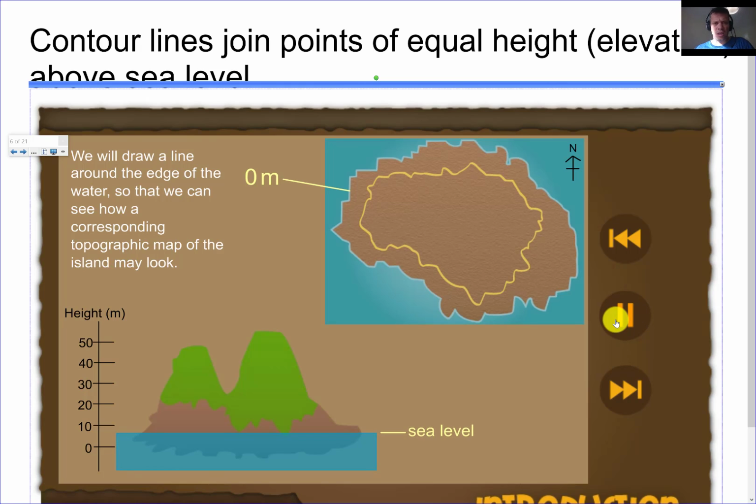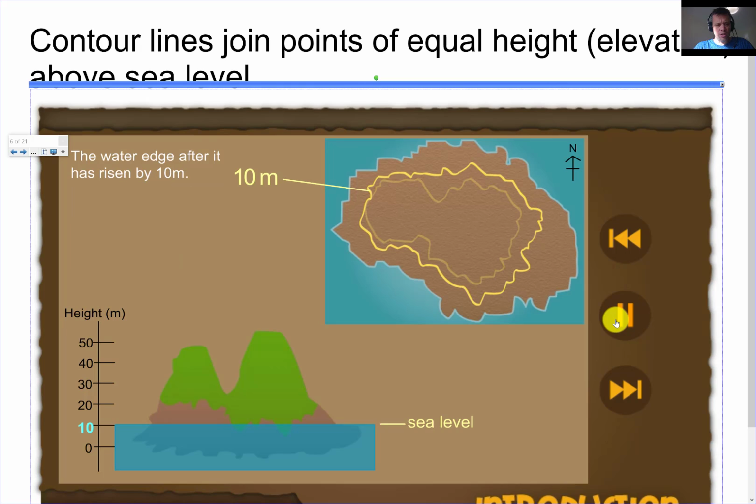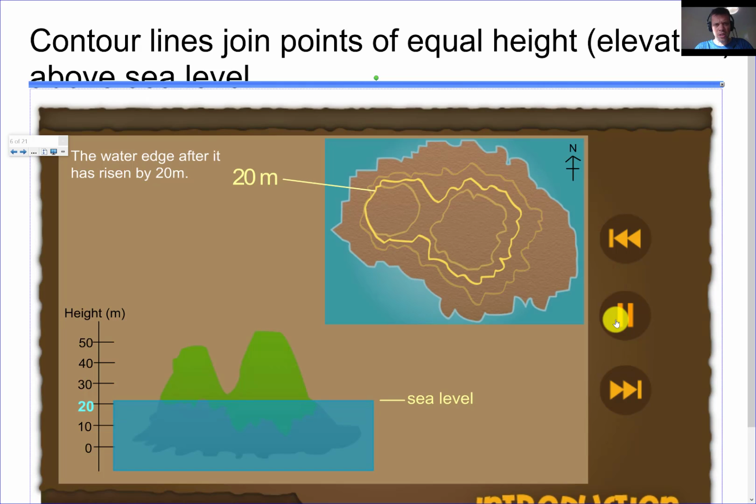So if you can imagine an island surrounded by water, the actual outline of that island would be 0 meters, and as the sea level goes up we could draw a new coastline. So looking at it after the water's risen by 10 meters, you can see a new line there. We go up to 20. Okay, we keep going up, and as we're going up we could draw a line around the new coastline.